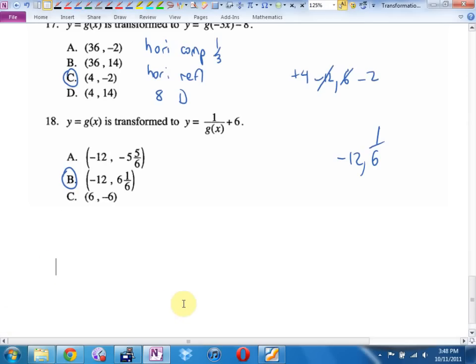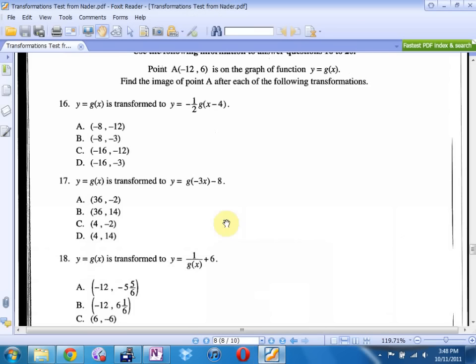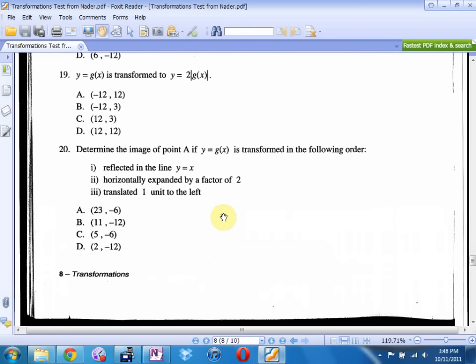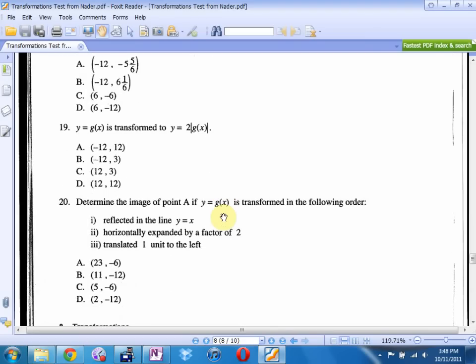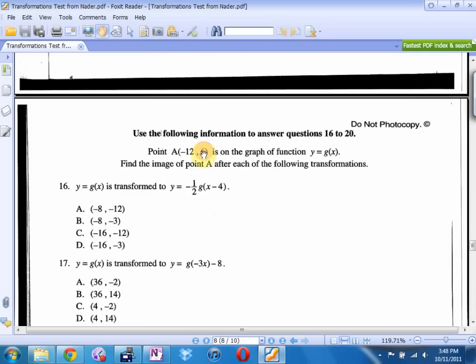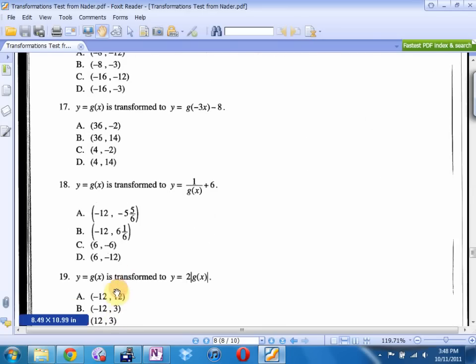Absolute value with a twist. So, absolute value, and then vertical expansion by 2. Yes? So, absolute value of 6 is going to be 6, and vertical expansion by 2, it's going to be negative 12 comma positive 12. Negative 12 comma positive 12, A, right there. Okay.